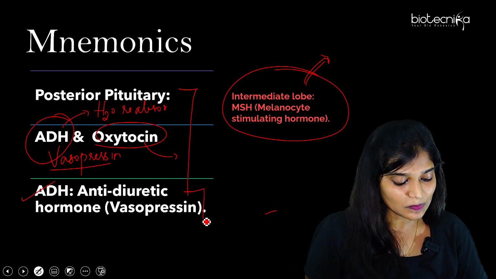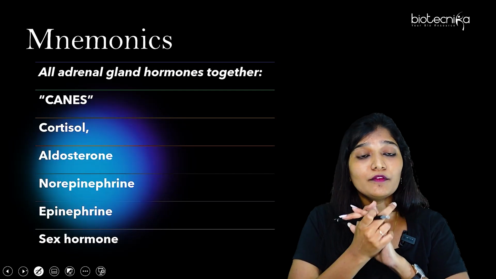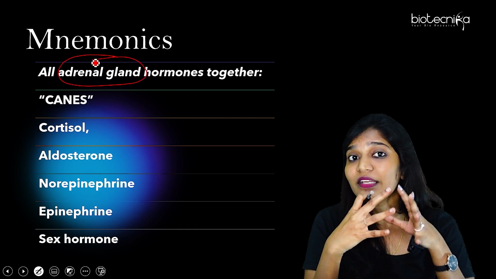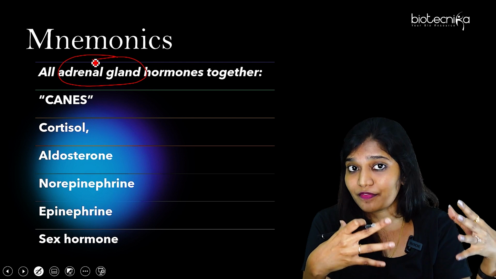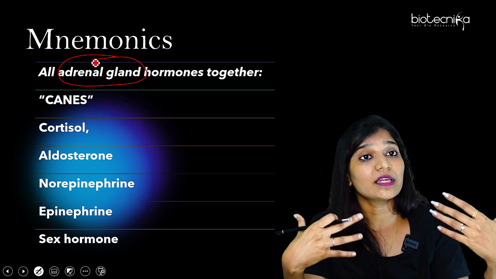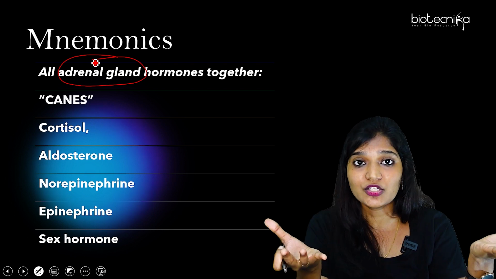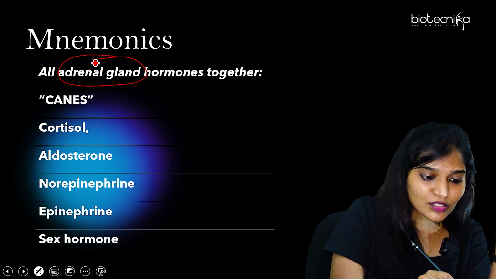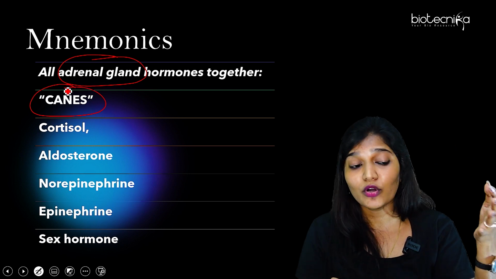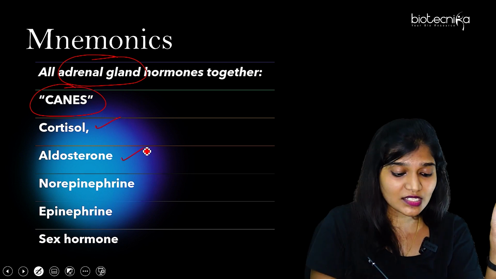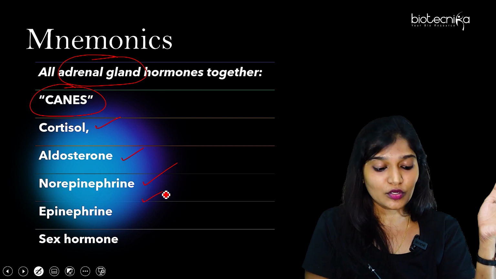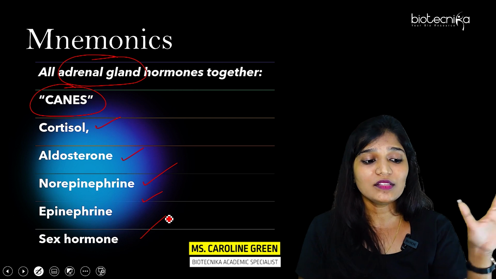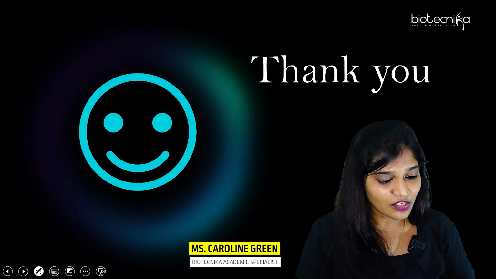Okay, another example for a mnemonic is adrenal gland. Yes, so you should know the adrenal glands are going to secrete some amount of hormones. What will happen if they're going to secrete higher, or we can say hypersecretion, which is a very important thing that you have to know in this chapter. So one mnemonic is canes. You can remember cortisols, aldosterons, norepinephrines, epinephrines, and all the sex hormones like testosterone, estrogen, progesterone. All this thing you can remember using this mnemonic.